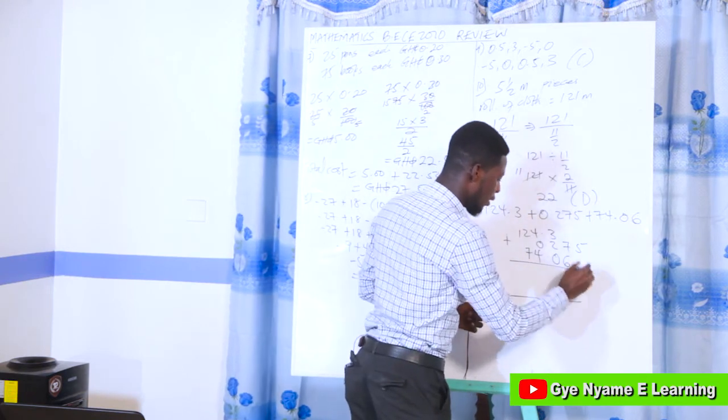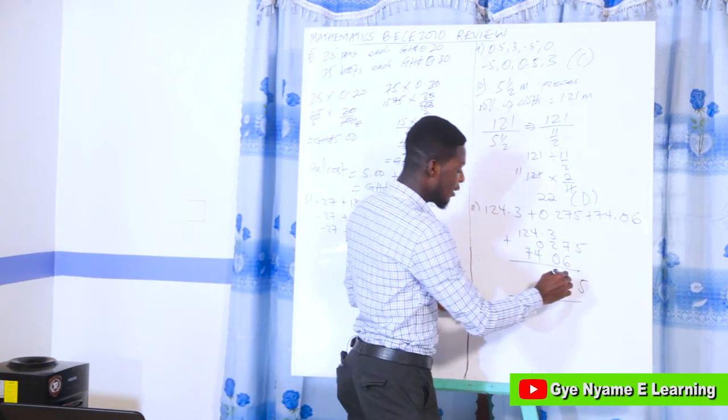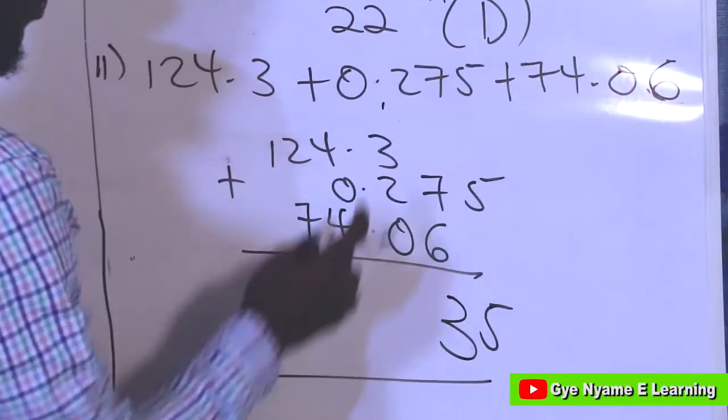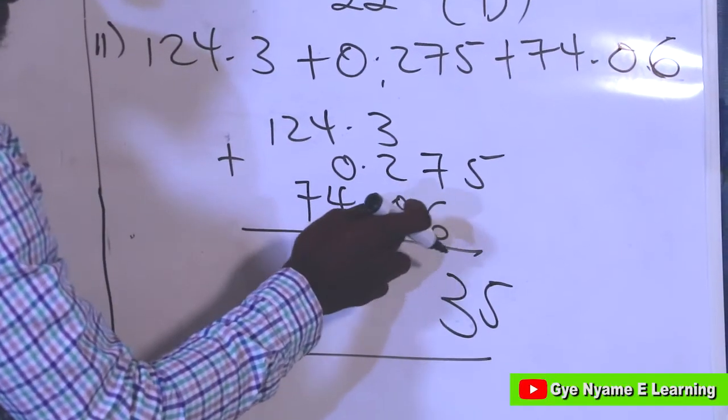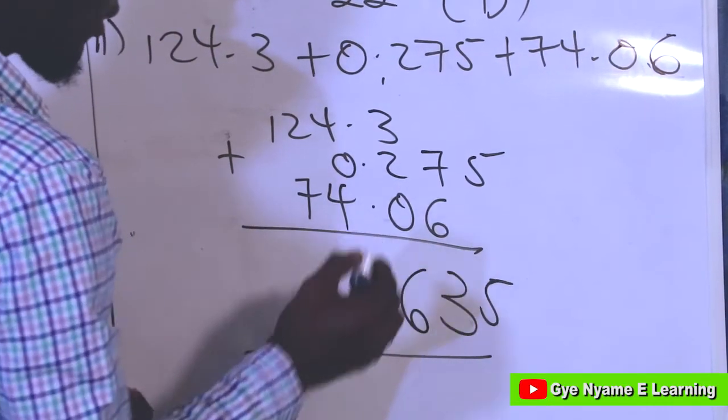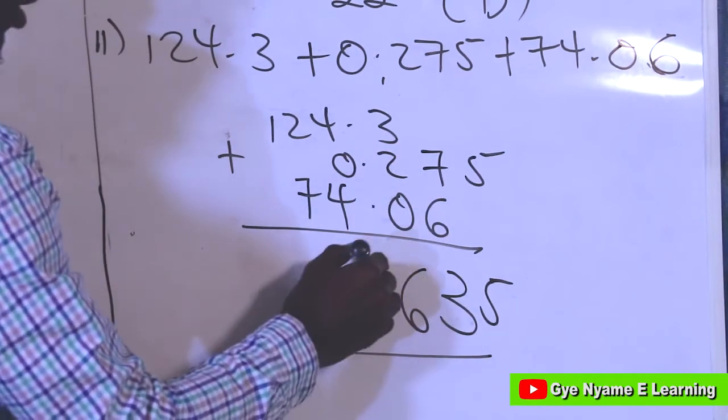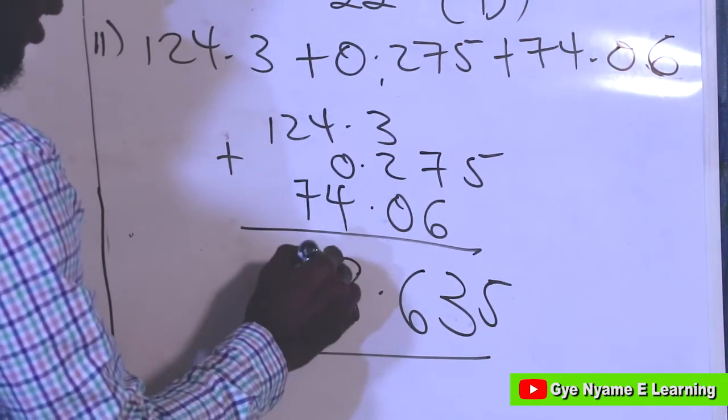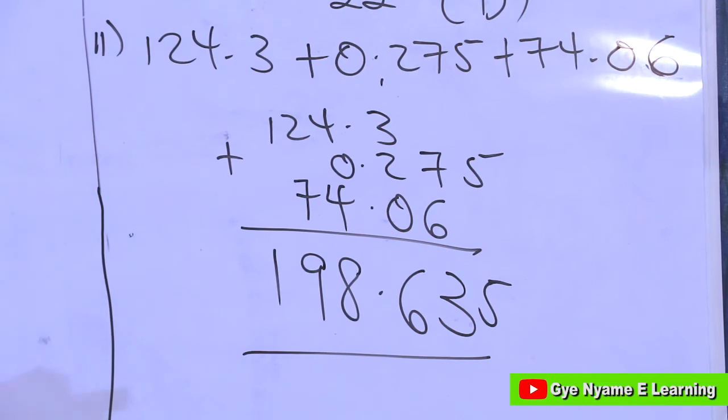5 here. 7 plus 6 will give us 13. 3 remainder 1. 3 plus 2 plus 0 is 5 plus 1, 6. Point. 4 plus 0 plus 4 is 8. 7 plus 2 is 9, 1. So we have 198.635.